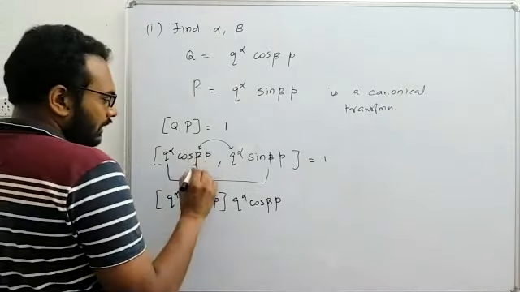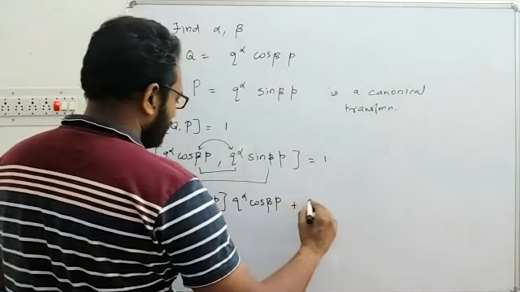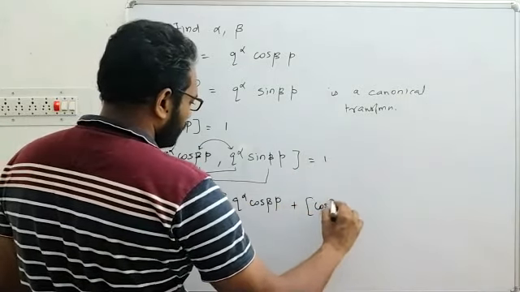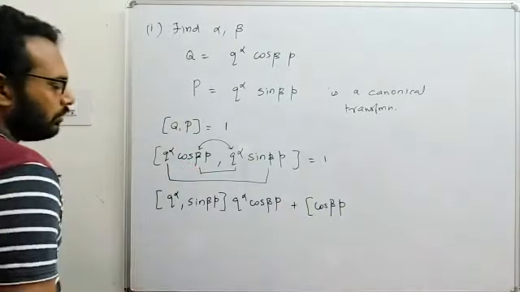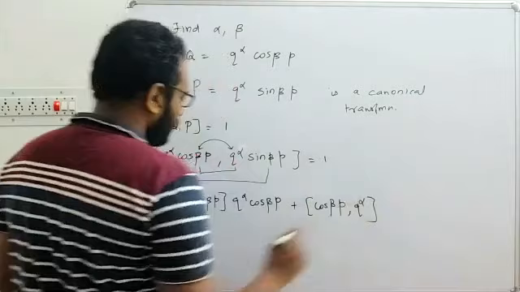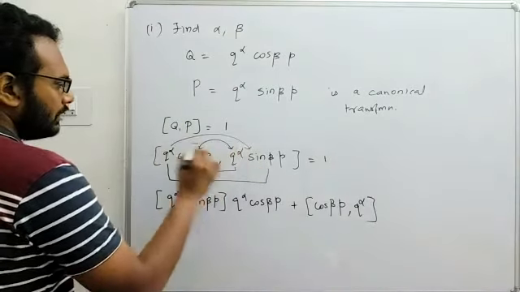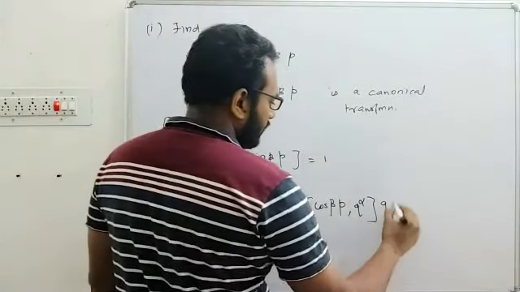And you have one more term. We have got {cos beta p, q raised to alpha}, plus {cos beta p, q raised to alpha}. I'm taking only the non-zero combination, and you have got this term outside, q raised to alpha sin beta p.